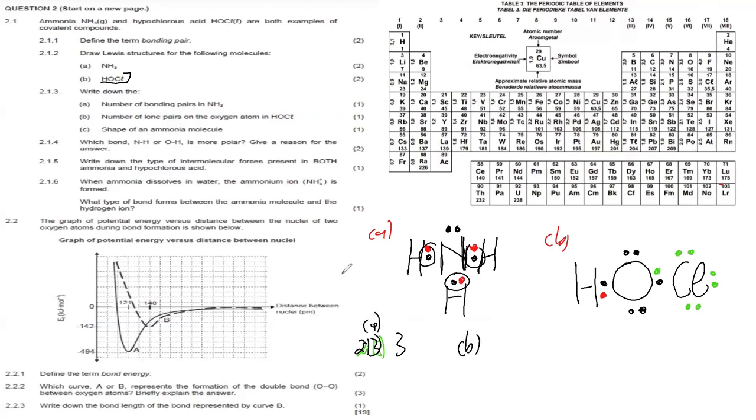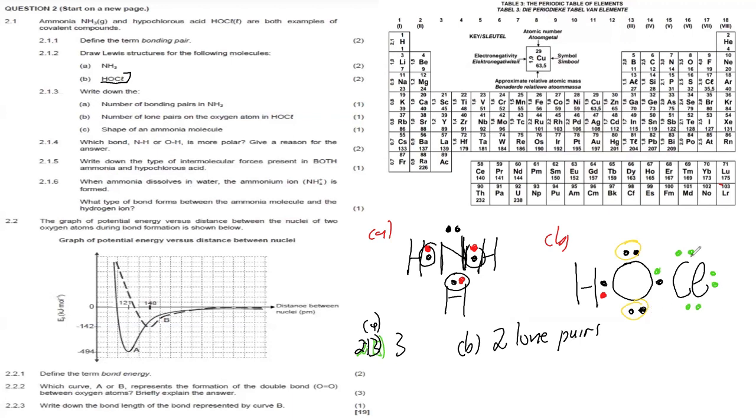And then for B, they're asking the number of lone pairs on the oxygen atom in HOCl, as we spoke about it. We have a lone pair here and a lone pair there. So how many lone pairs do we have in total? We have 2 lone pairs, right? So that's 2.